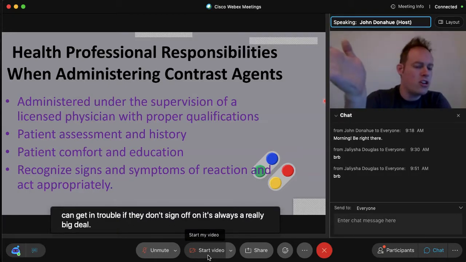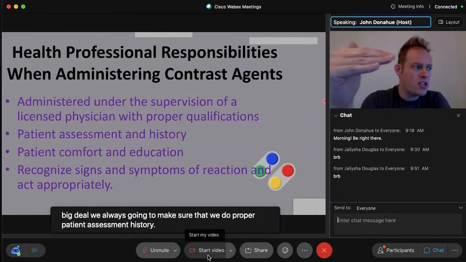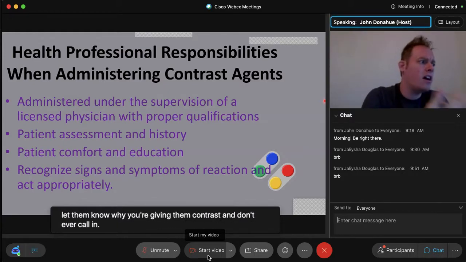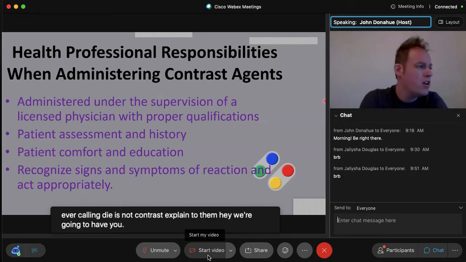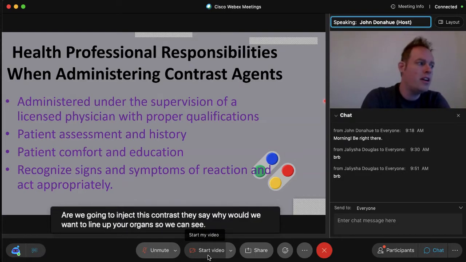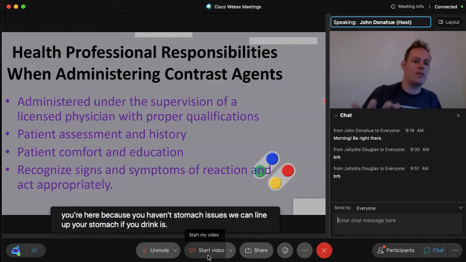We always got to make sure that we do proper patient assessment and history, patient comfort and education. Let them know why you're giving them contrast, and don't ever call it dye. Just call it contrast. Always explain to them, hey, we're going to have you drink this barium, or we're going to inject this contrast. If they say why, well, we want to light up your organs so we can see them properly. You're here because you're having stomach issues. We can light up your stomach if you drink this barium. That's why we're doing it.